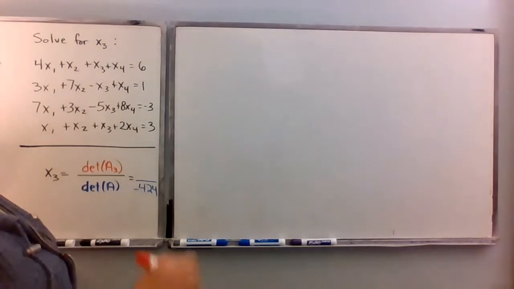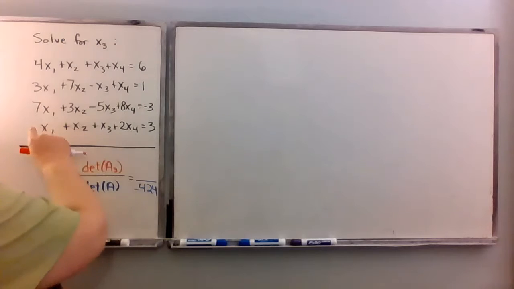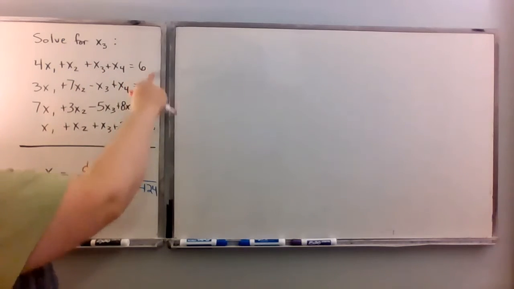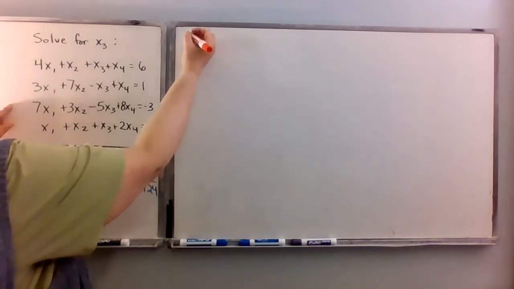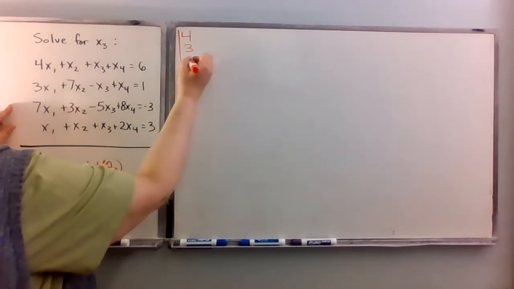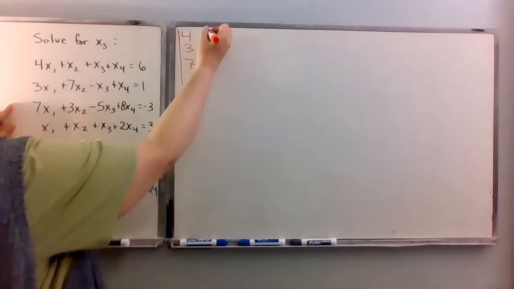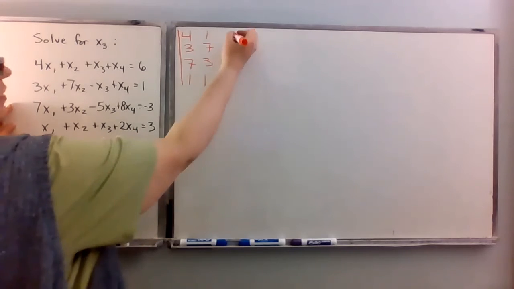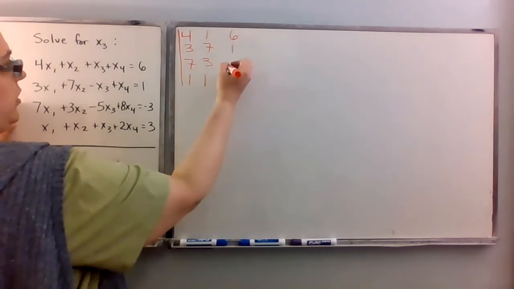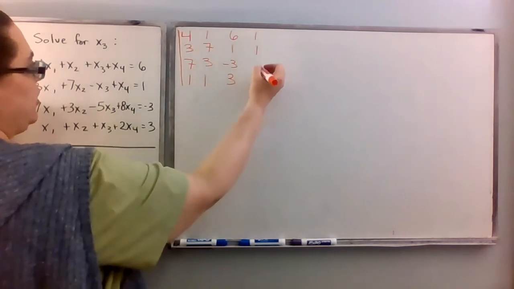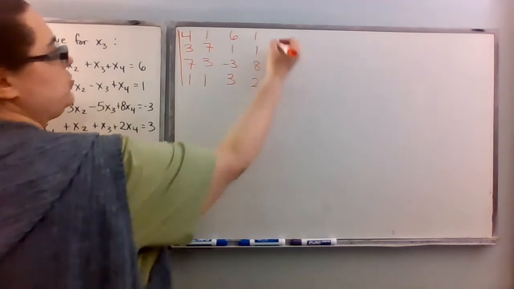So determinant of A3 says I'm going to take my coefficient matrix, but now I'm replacing this third column with the B's. So the first 2 columns are going to be the same: 4, 3, 7, 1, 1, 7, 3, 1. And now this is different. This is 6, 1, -3, 3, 1, 1, 8, 2.